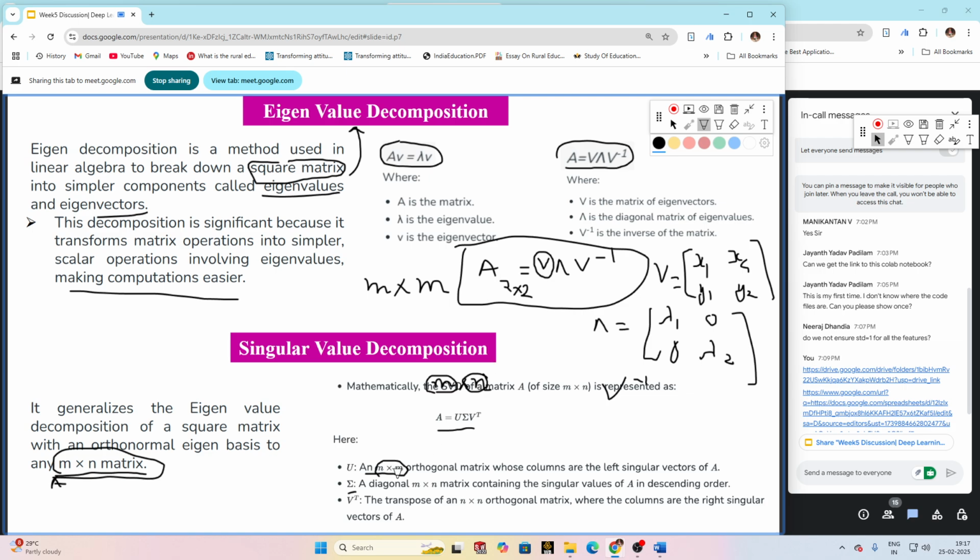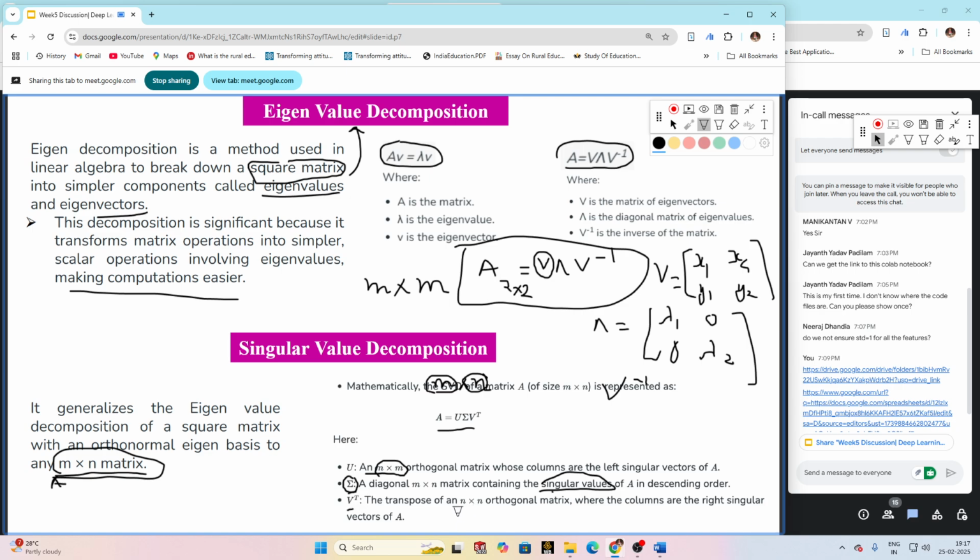What is this sigma? Sigma is very close to this lambda. The only difference is that sigma will be a diagonal matrix, but earlier in the lambda matrix we were putting the eigenvalues on the diagonal. Here we will be putting the singular values. What are singular values? Singular values are nothing but the square root of the eigenvalues. So if we just take the square root, we will get these singular values, and then we just put them in like this, and we will get the sigma matrix.